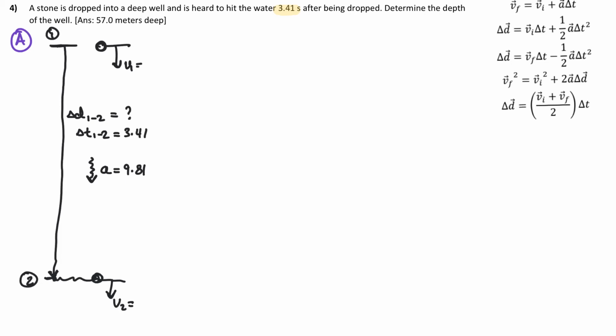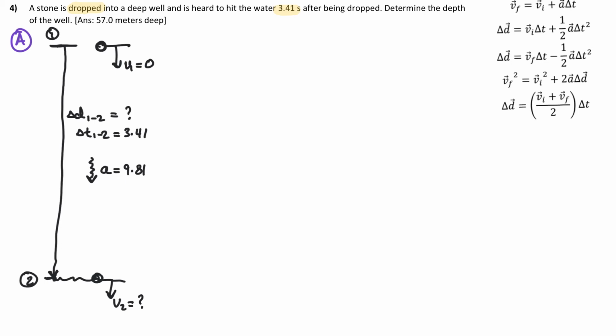We know that it's being dropped, keyword, meaning that it's 0 speed at the beginning. So let's highlight that in the question too. Drop means initial velocity is equal to 0, and velocity 2 we don't know, so I'm going to put a question mark. We already know 3 pieces of information. We can solve for the other 2 already.